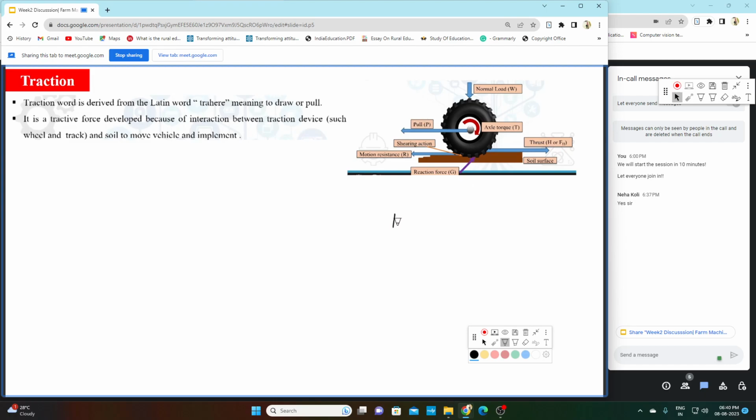So again I am repeating, there is a force called thrust. And why this thrust? Because of axle torque. This thrust is because of axle torque, and this thrust will take two forces into account. One, it will overcome the motion resistance. This is the motion resistance, R. You can think of this as very similar to friction. And another thing is it will overcome the pull of the implement. So H equals R plus P. Okay, so is this part clear? H equals R plus P.